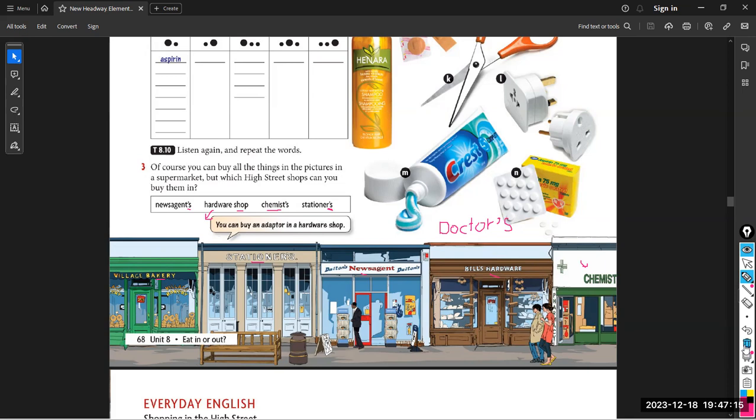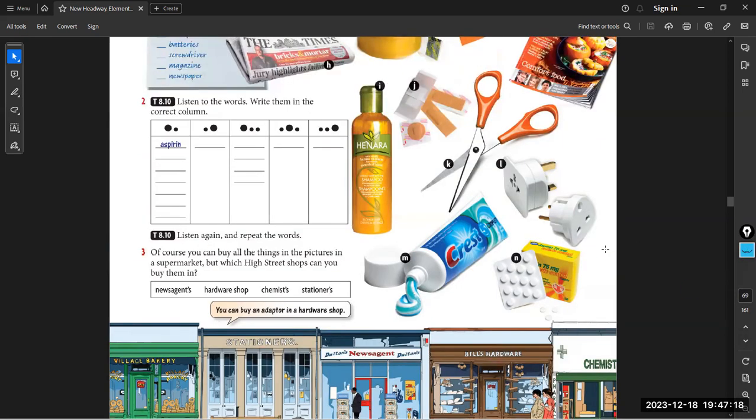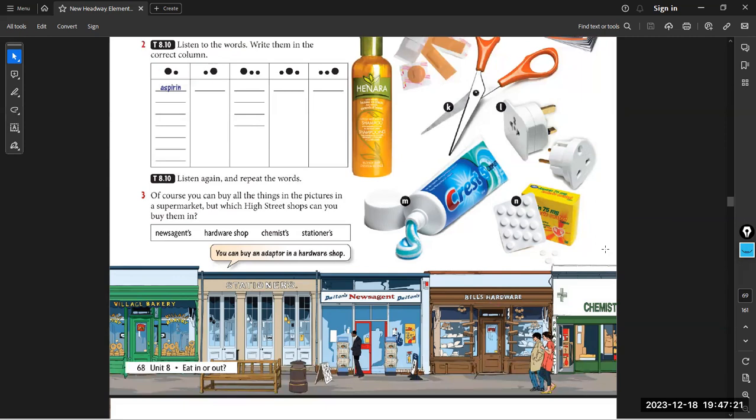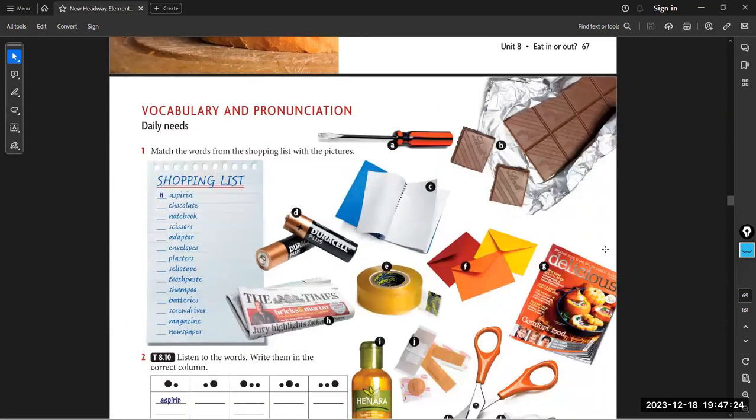Okay. Now let's go back to the things that we need every day, and you have to tell me the place that we can buy from. Chocolate. I think it's bakery. Bakery, exactly. What about screwdriver? Hardware shop. Amazing. What about notebook? Stationers. Batteries. Hardware shop. Thank you. Sellotape. Hardware. Stationers. Please, this is not electronic.